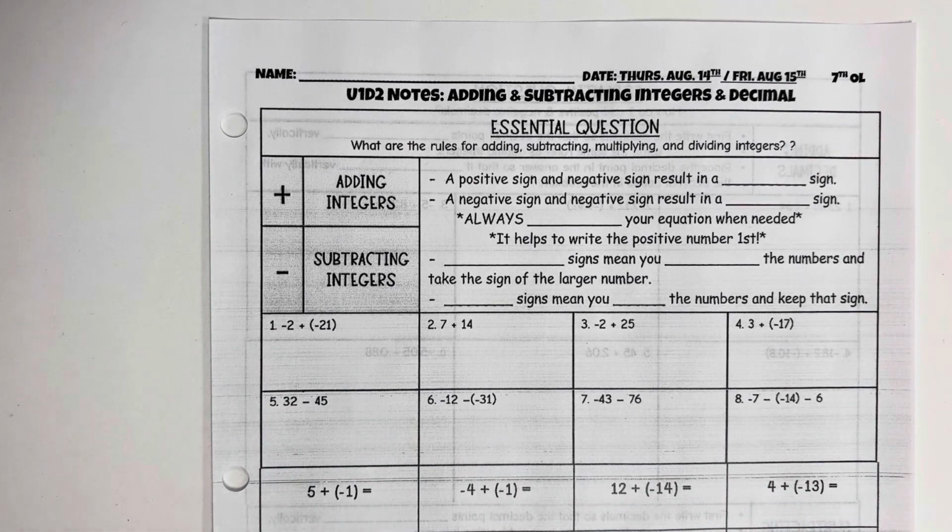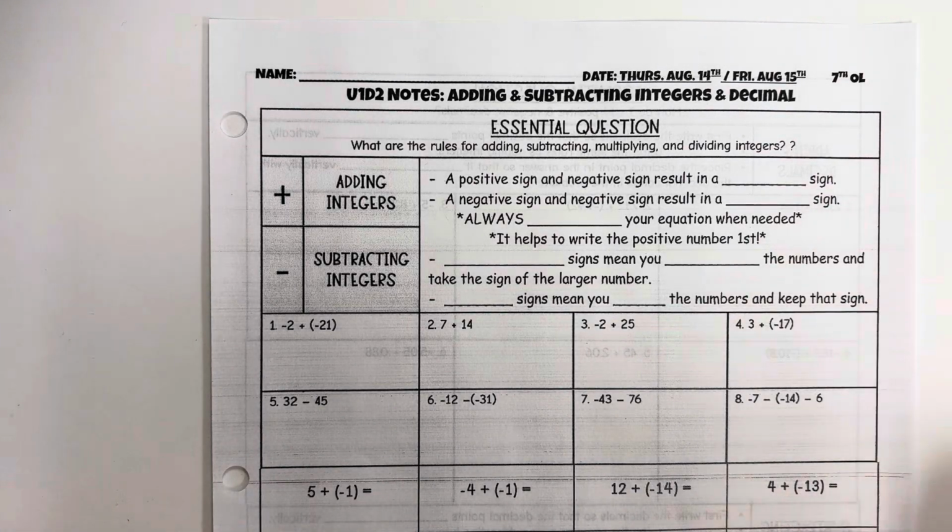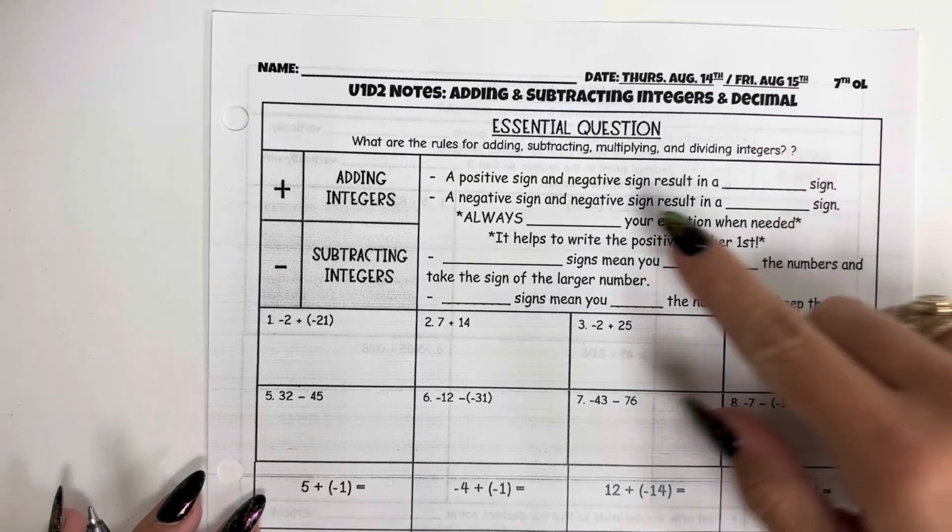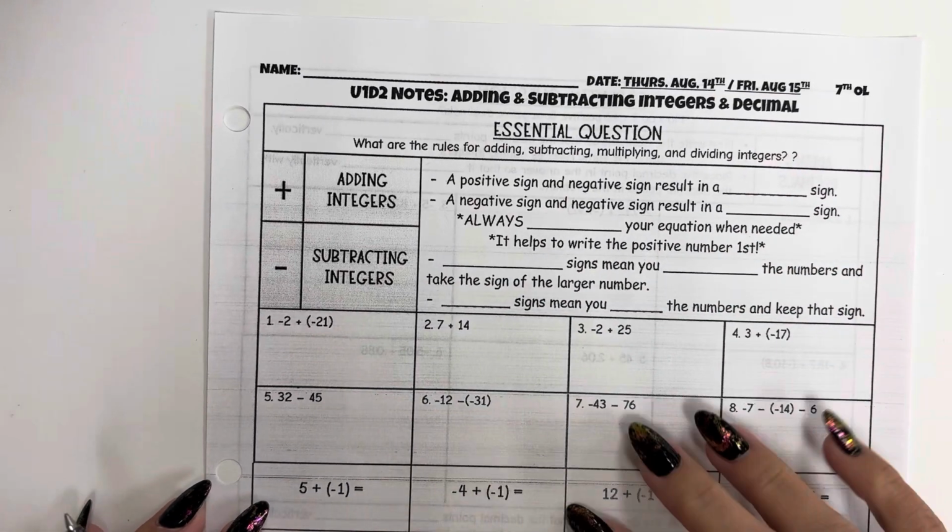All right, today we are looking at adding and subtracting integers and decimals. So that means working with negative numbers. So we have some steps to help you with adding and subtracting.